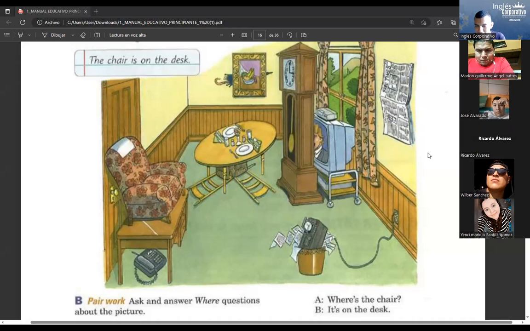Creando oraciones, por ejemplo, ¿a dónde está el teléfono? ¿O a dónde, dónde está el radio? ¿A dónde está la sombrilla? ¿A dónde está el periódico, el newspaper? Where is the TV? Where is the sofa?